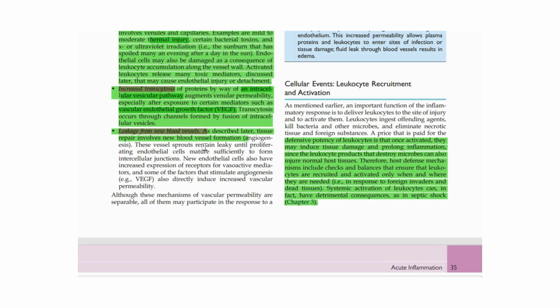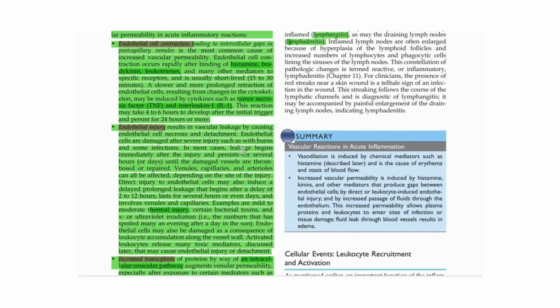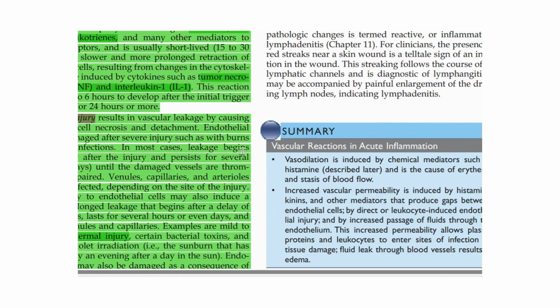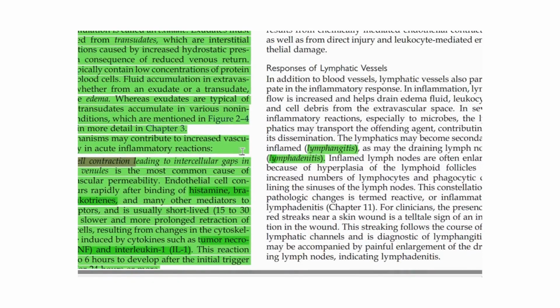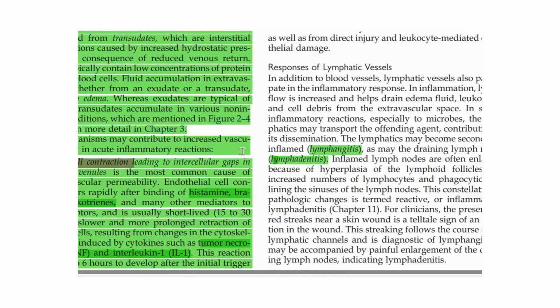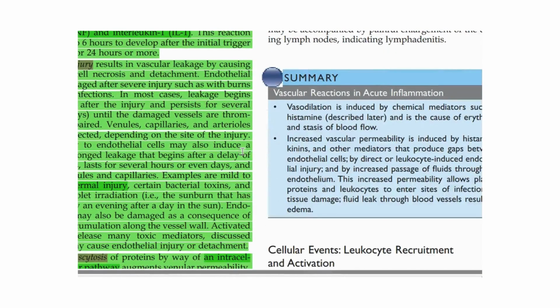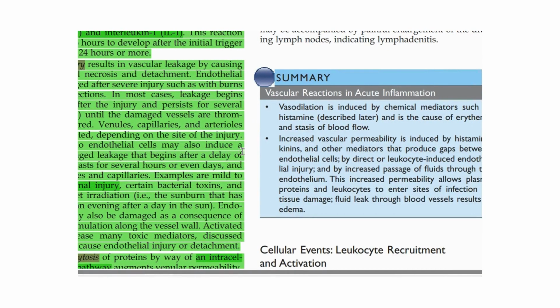Here is the summary of the events of vasodilation and increased vascular permeability. Vasodilation is induced by chemical mediators such as histamine, and is the cause of the erythema and the slowing of the blood flow. Increased vascular permeability is caused by histamine, bradykinins, and other mediators, and that will increase the passage of fluid through the endothelium. This increased permeability allows the leukocytes to invade the area of the injury, which leads to phagocytosis.